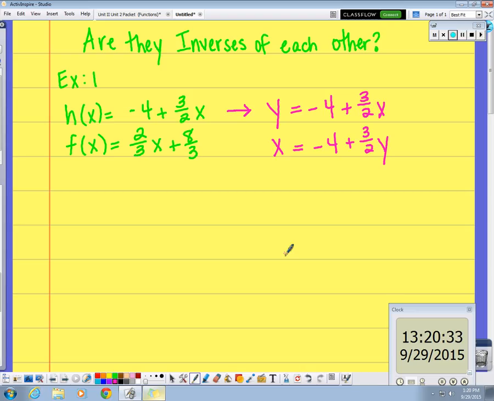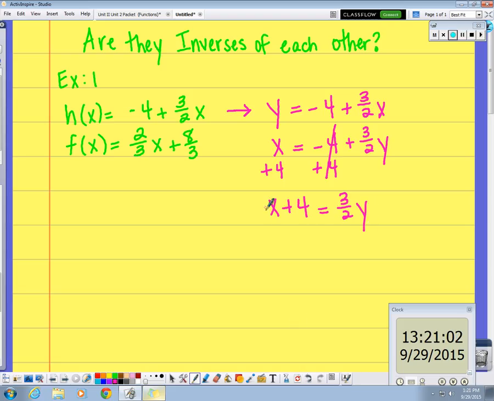Step 2 is, well, step 2 is solve for y, and so what would we do first? Add the 4. Over here it'll cancel because negative 4 plus 4 is 0. When we add 4 to x, you can't actually combine them because they're not like terms. So it will stay x plus 4 equals, not yet, 3 over 2y.